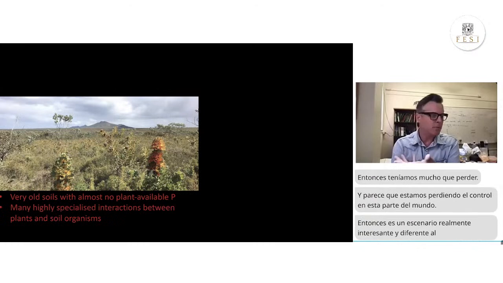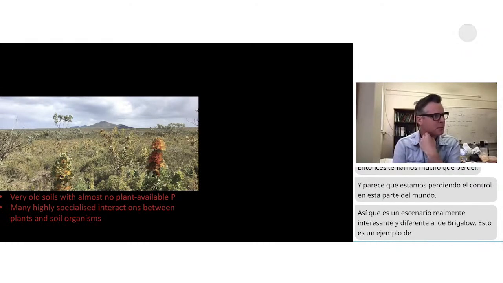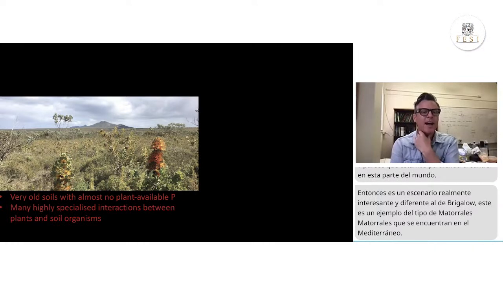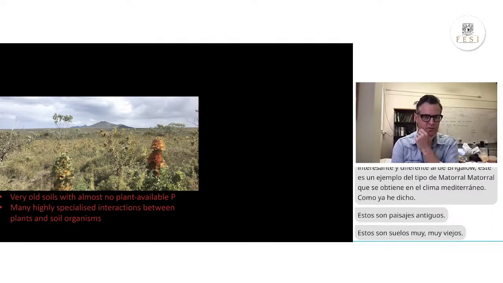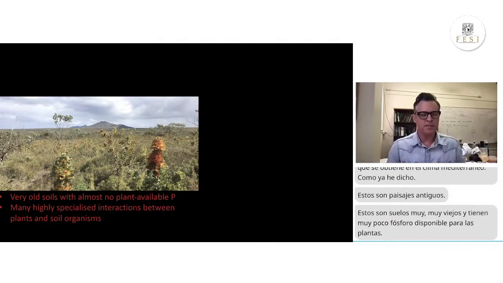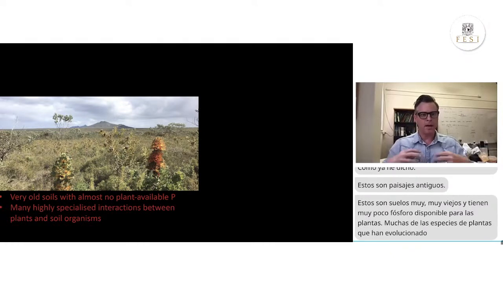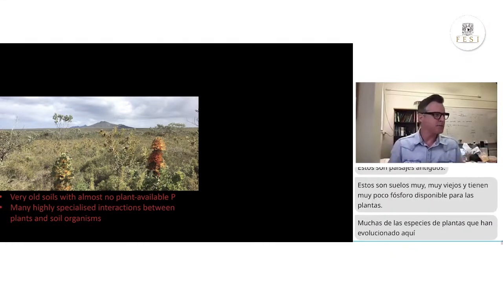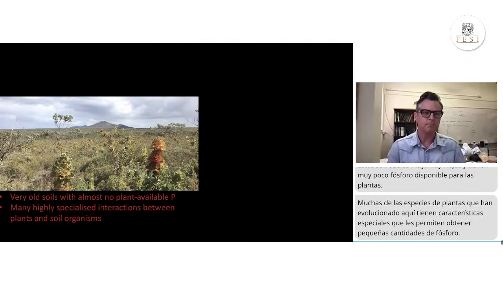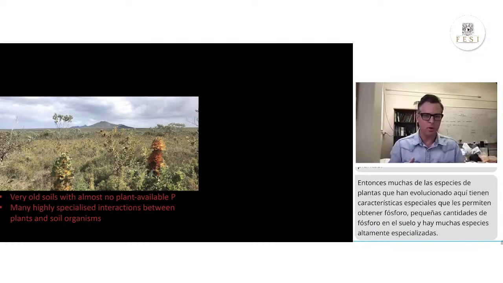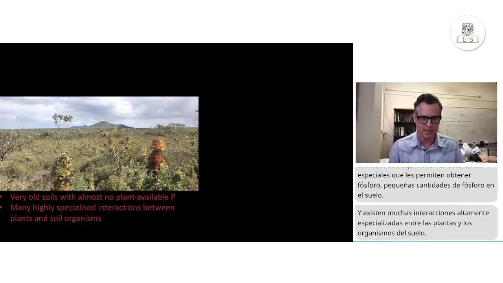This is an example of the type of shrublands that you get. It's a Mediterranean climate, as I said. Now, these are ancient landscapes. These are very, very old soils, and they're very low in plant available phosphorus. So a lot of the plant species that have evolved here have got special characteristics that allow them to get tiny amounts of phosphorus from the soil. And there are many highly specialized interactions between plants and soil organisms to help plants get what they need in this landscape.